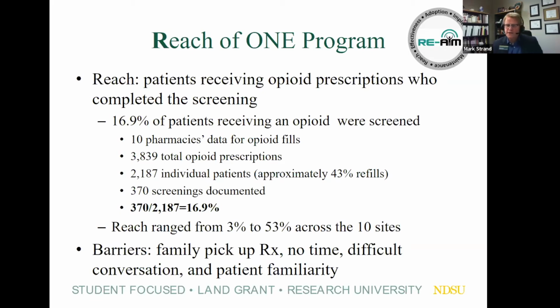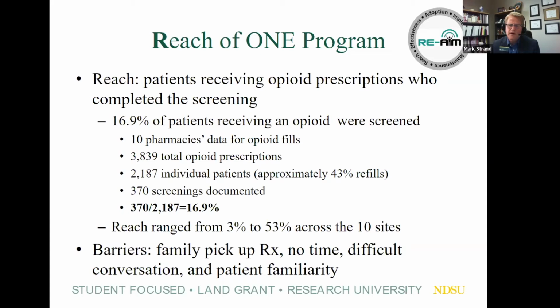Some of the barriers we identified when we did that were sometimes the family picks up their prescription, so then you can't do the screening with that person. They might argue they're too busy. Some are concerned that the conversation is too difficult, so they don't even want to do the screening. They maybe know this is a chronic user and they know it's going to be a hard conversation. And yet we have demonstrated that actually these tools make that for an easier conversation.